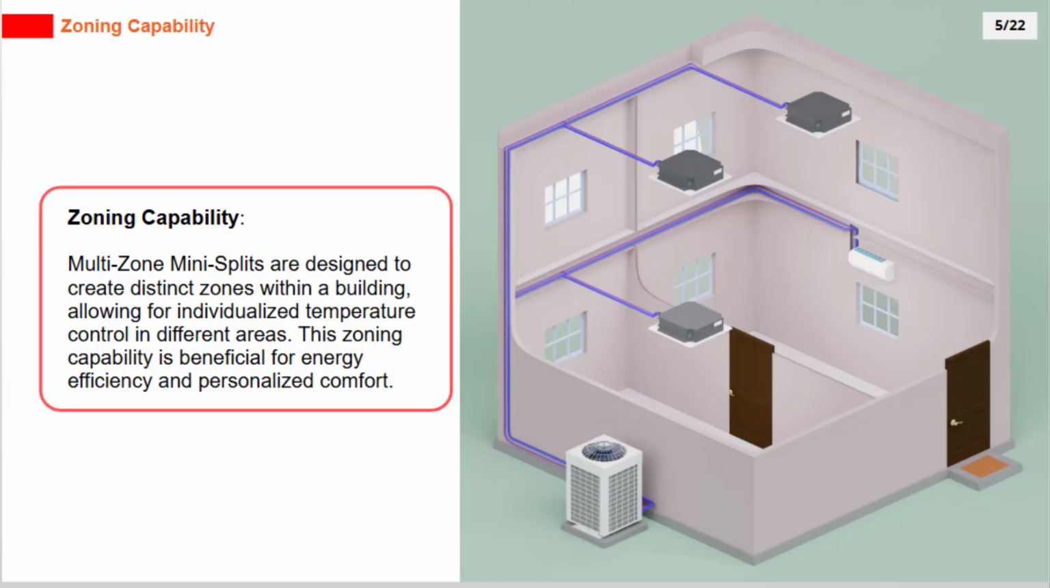Zoning capability. Multi-zone mini-splits are designed to create distinct zones within a building, allowing for individualized temperature control in different areas. This zoning capability is beneficial for energy efficiency and personalized comfort.